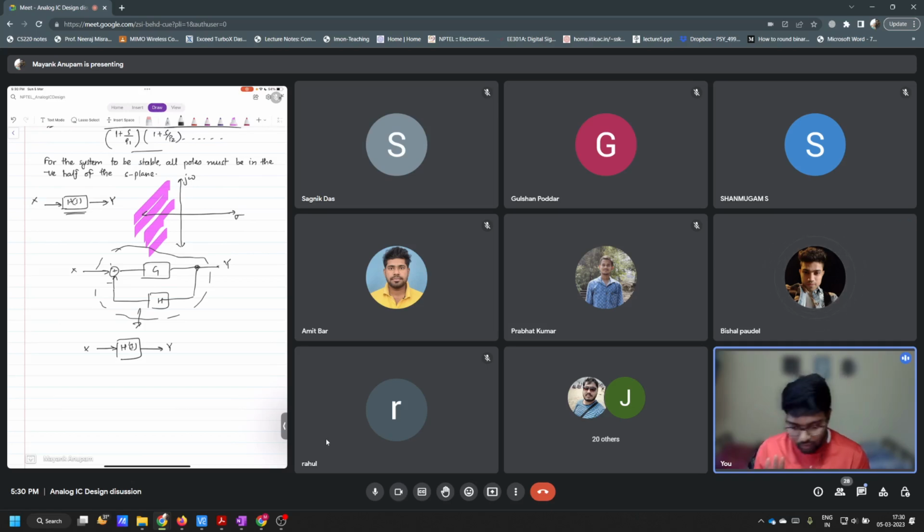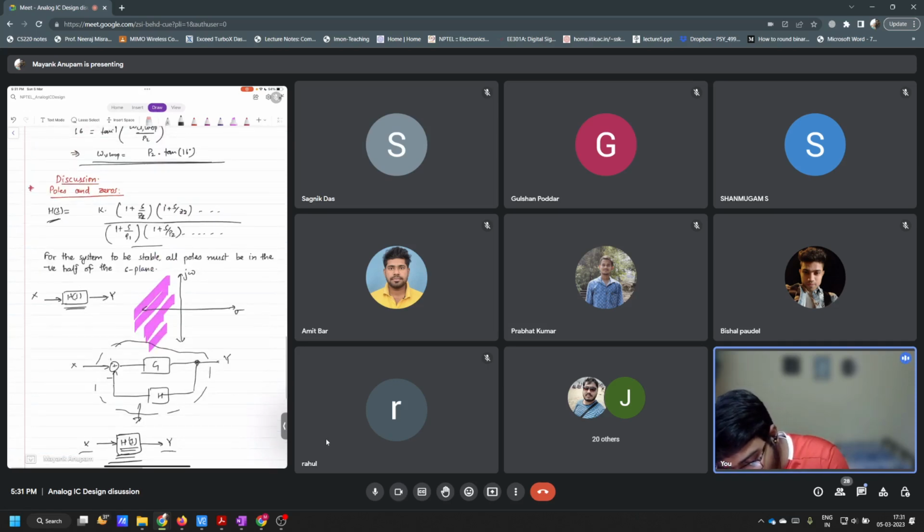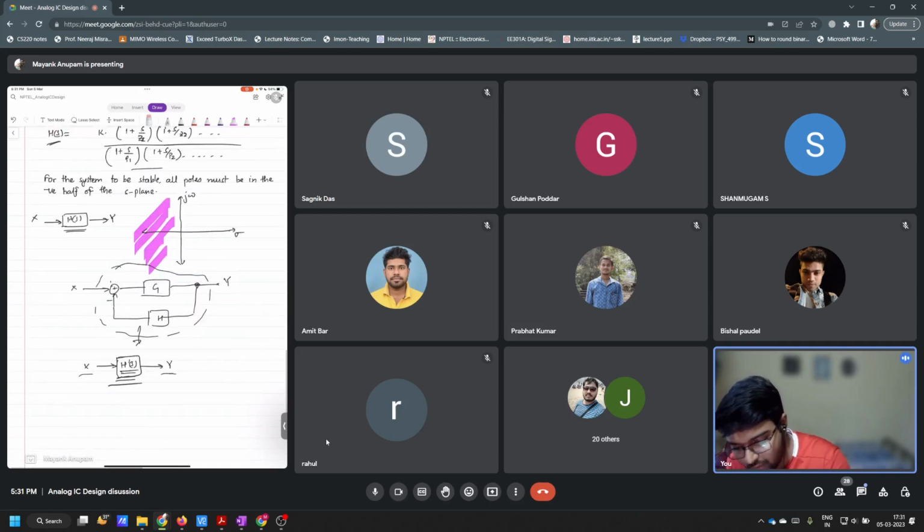So what I'm saying, let's say you have this box here, between input and output you have this transfer function H prime of s, and that H prime of s looks like this. In that case, what is the constraint on poles to make the system stable? That is what I was saying, nothing else.